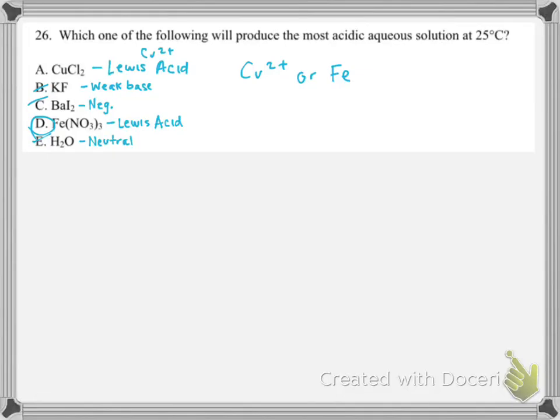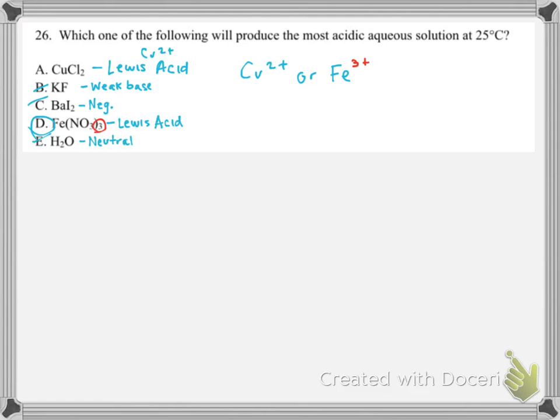Okay, so I want to start this video with just a quick correction on number 26. In the previous video where I worked through number 26, I mistakenly marked iron as iron 2+. And here it should actually be iron 3+ because of the 3 with the nitrate.